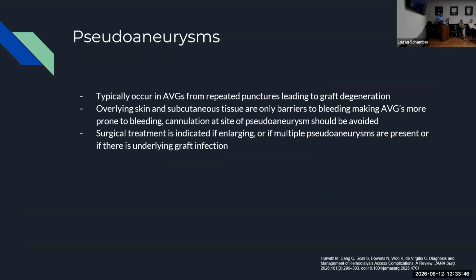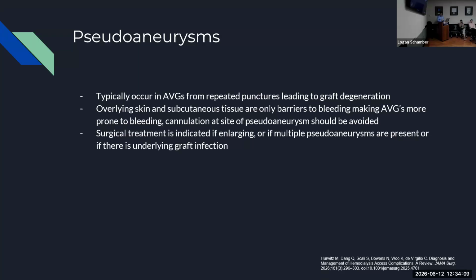Okay, so briefly on pseudoaneurysms. Pseudoaneurysms are typically a complication associated with AV grafts over AV fistulas, and they come due to repeated punctures leading to AV graft degeneration. This occurs because typically only the overlying skin and subcutaneous tissue are barriers to bleeding, and so this makes AV grafts more prone to bleeding.